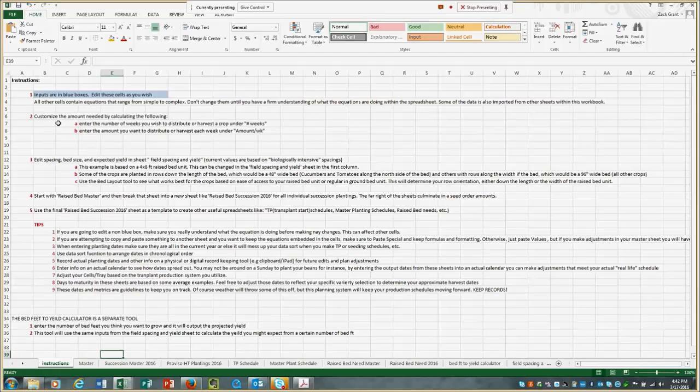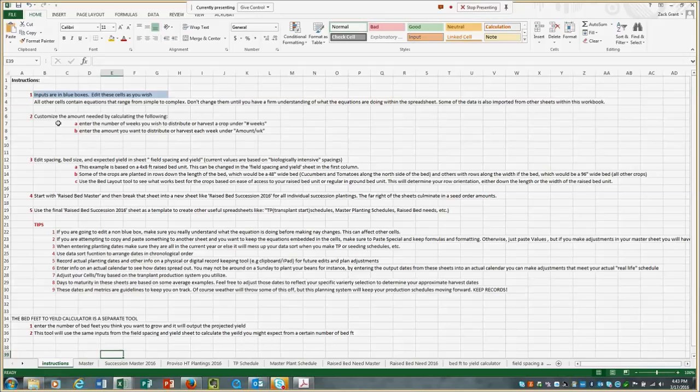Okay. Record actual planting dates and other info into a physical or digital record keeping tool, e.g. a clipboard or an iPad, for future adjustments and future edits and plan adjustments. What I mean by that is, this is a great tool to digitize and arrange all of your information, but as you'll see, this is going to spit out a bunch of dates, right? So you have a bunch of dates of when you might want to start your transplants indoors or direct seed outside. But what you might find is that those dates might not necessarily match up with your calendar schedule.